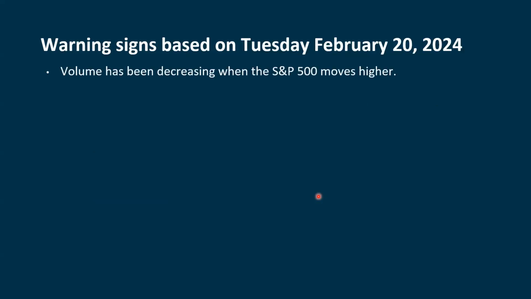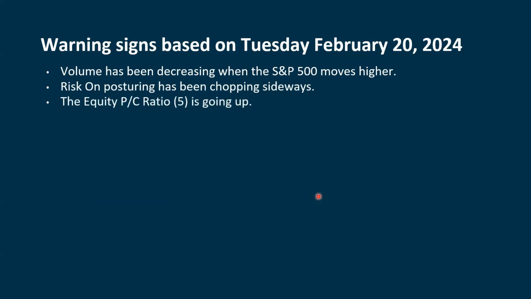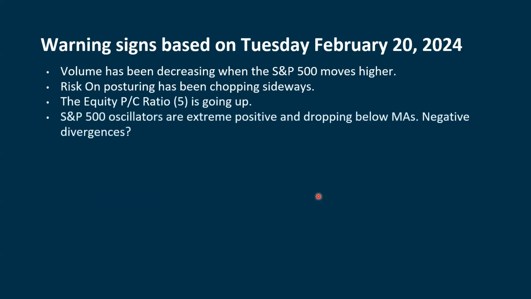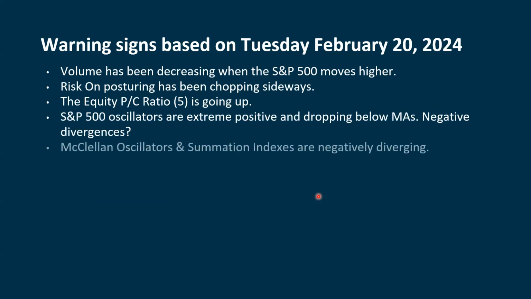So volume has been decreasing when the S&P has been moving higher. That's a warning sign. It seems to pick up when we're going down. The risk on posture is not helping us. Our 5-period equity put call ratio is going up. Our oscillators are still extreme, but they're dropping below their moving averages, and we're starting to see some negative divergences. We're also seeing negative divergences with the McClellan oscillators as well as the summation indexes.